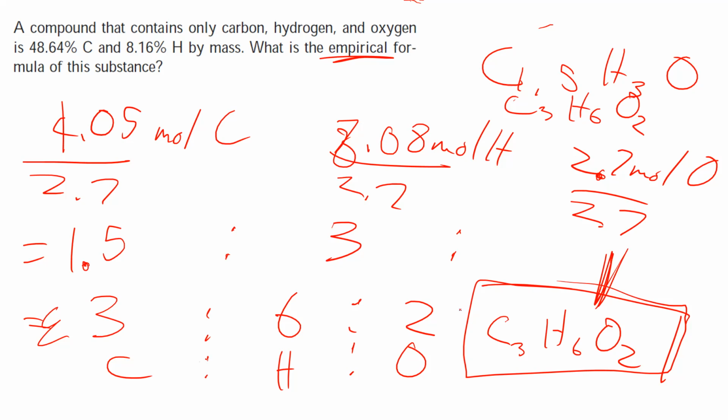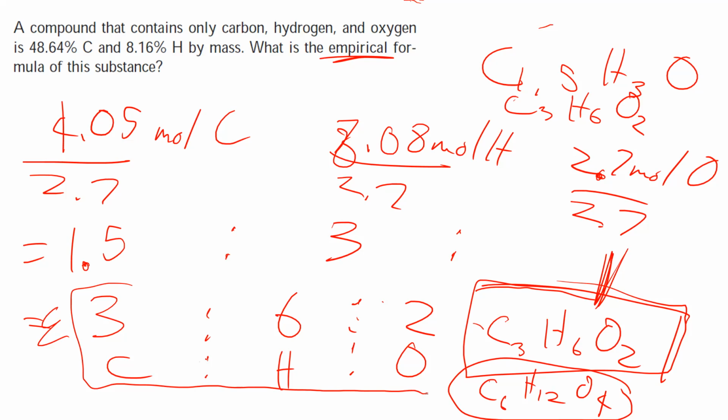Now keep in mind, this is not the molecular formula. The actual compound we had might have been C6H12O4. It might have been this. We can't tell. We don't know for sure yet. All we know is the empirical formula, the lowest ratios we have, which is 3 to 6 to 2. We know nothing about the molecular formula, because the empirical formula deals directly with the proportion of elements you have compared with each other.